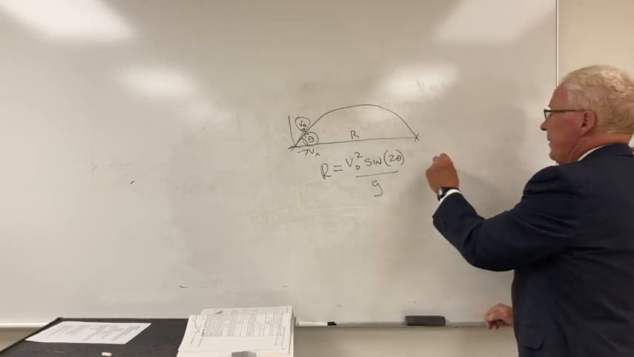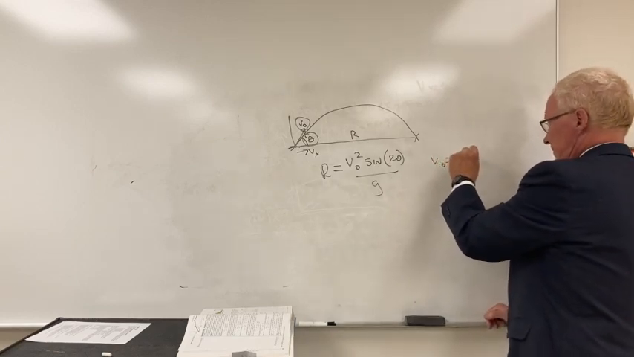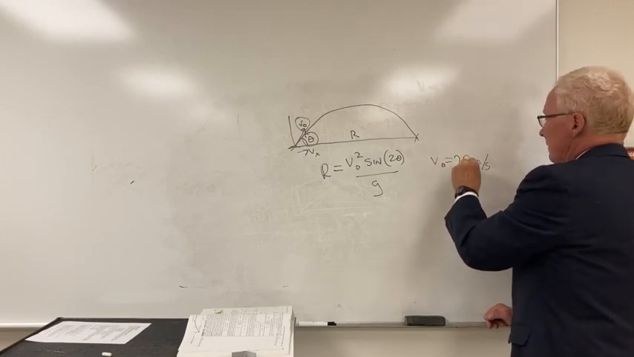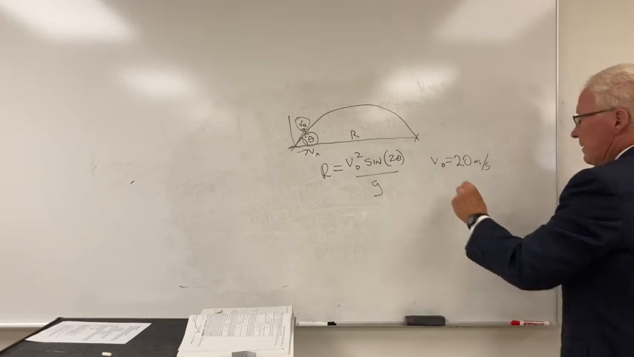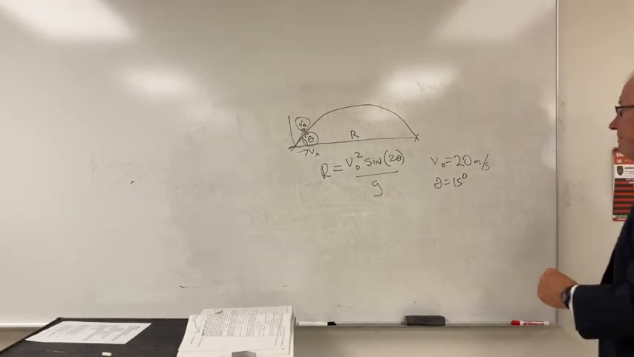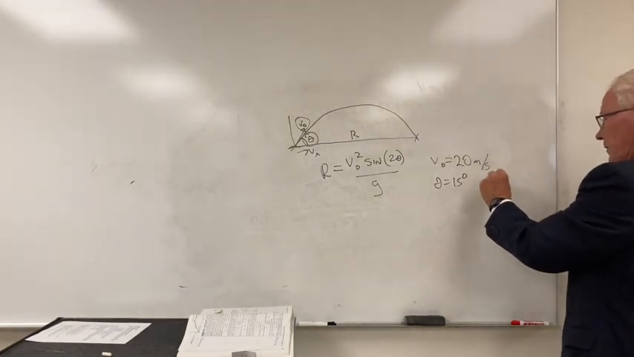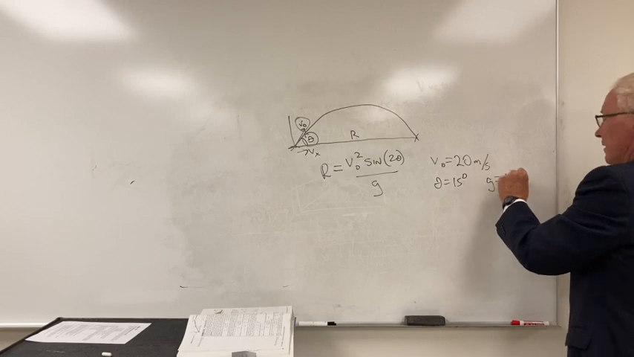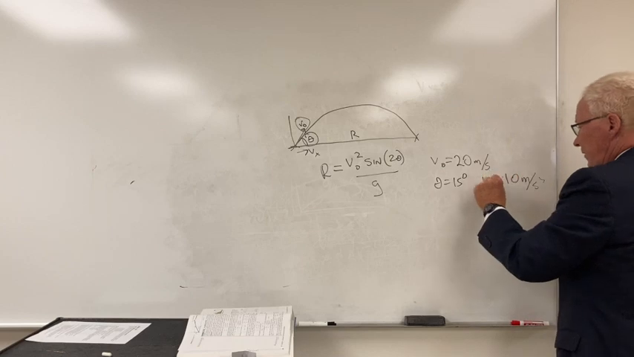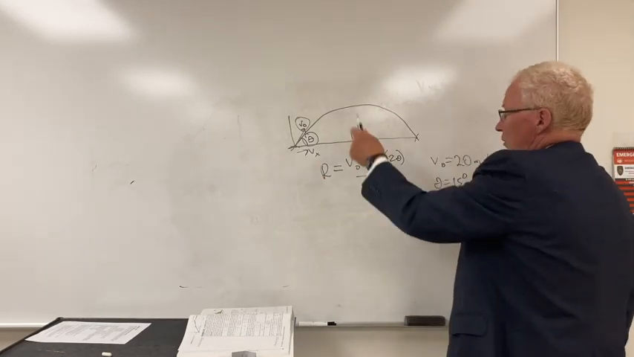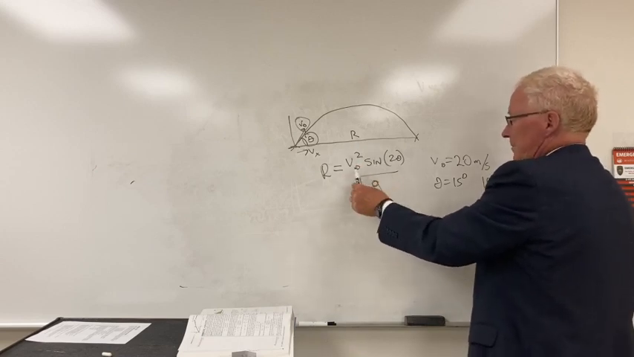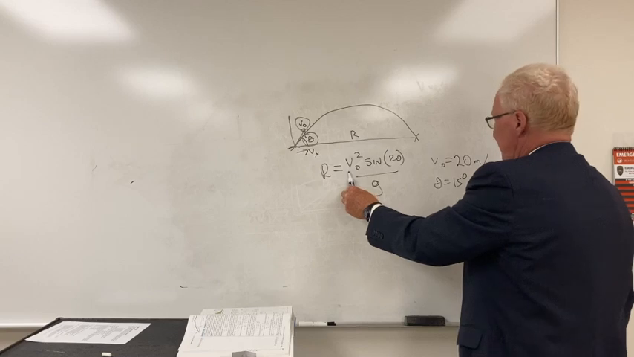So let's pick v naught as 20 meters per second, theta, say, is 15 degrees. For g, just for simplicity, I'm going to pick 10 meters per second squared. I'm only going to use the absolute value of this because for the range, we're using g positive, and v naught squared is positive.